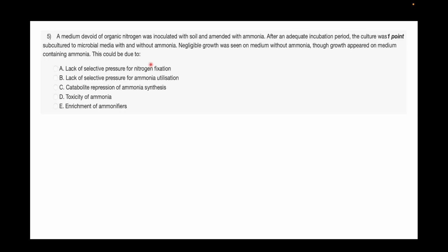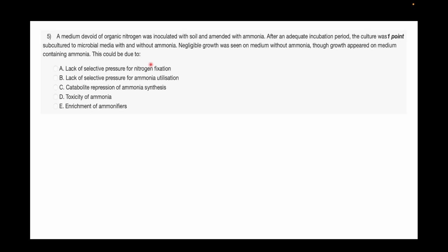Please read it carefully. Analyze the conditions. How was the pure culture done? How was the subculture done? And what is the result and what is the question? Negligible growth after the subculture was seen on the medium without ammonia, though growth appeared on medium containing ammonia. Now, what could be the possible reasons?